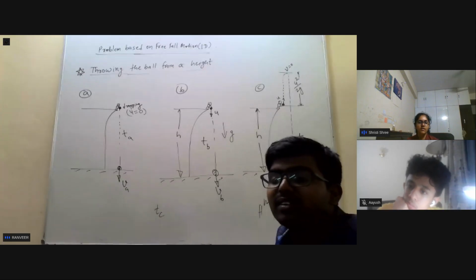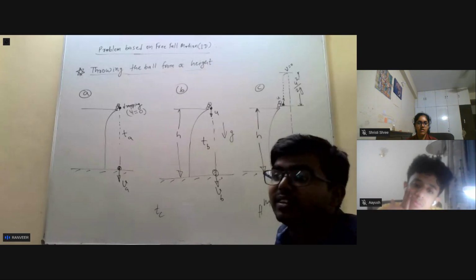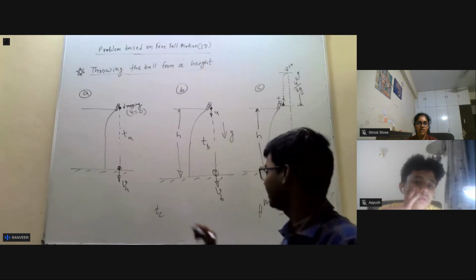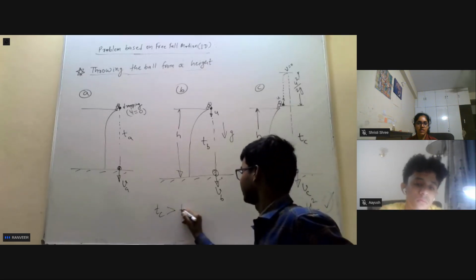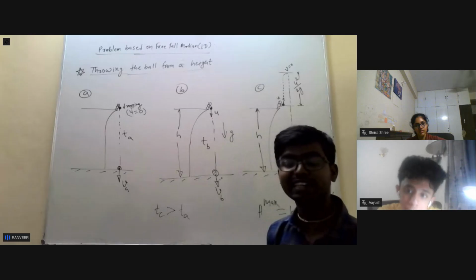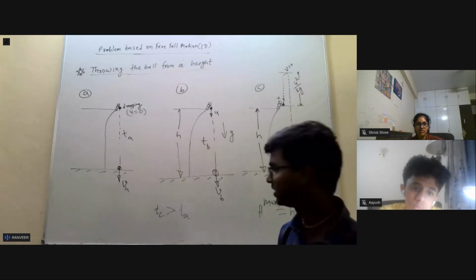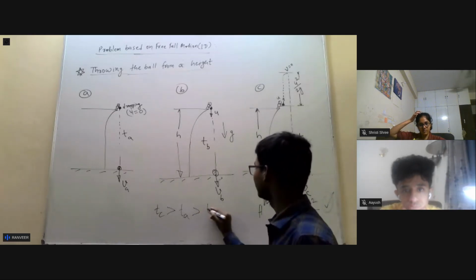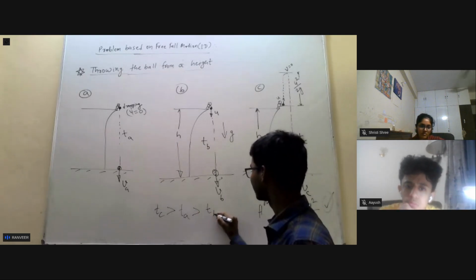Sir, A. A, which one? Are you sure? Yes, sir. Because in case of B, you are throwing the ball down, so it will take the minimum time, correct? And how to know this is the minimum? You just solve the problem.